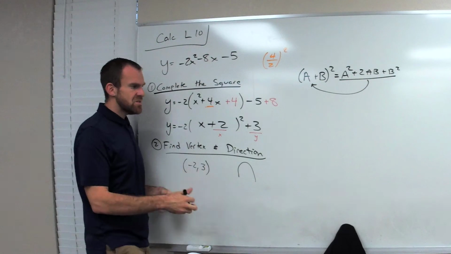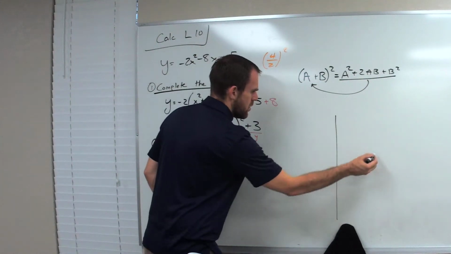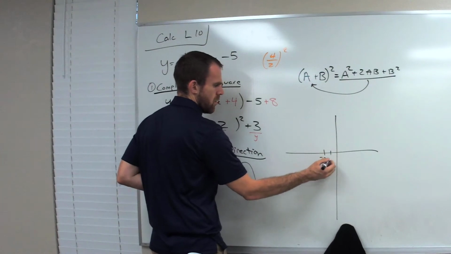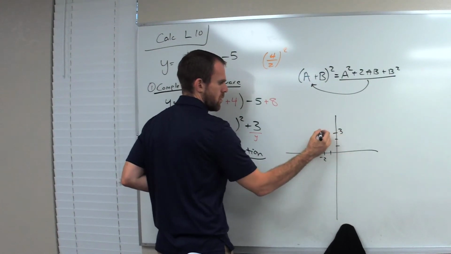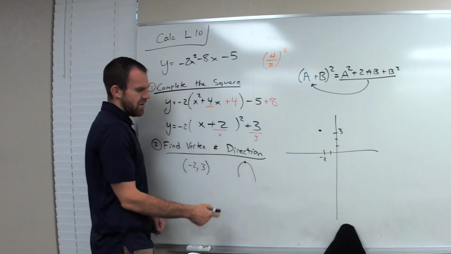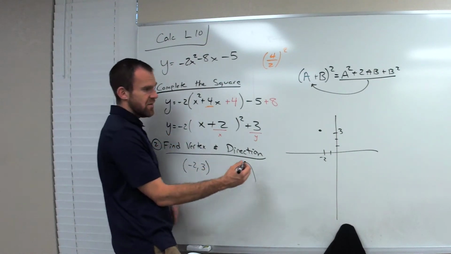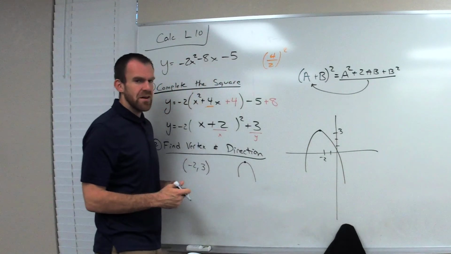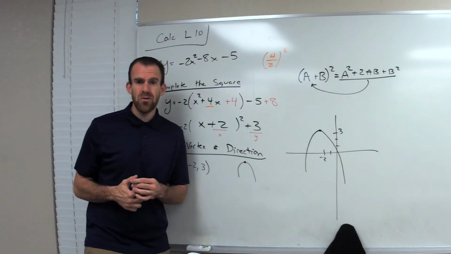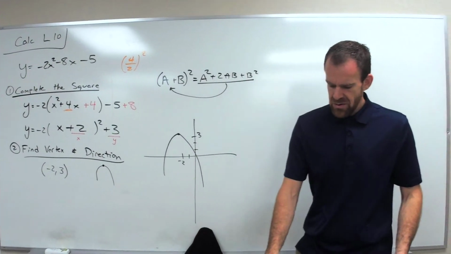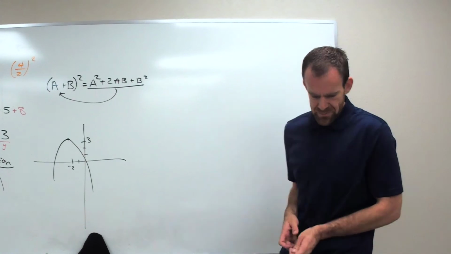So if I were to sketch this parabola, I would go -2 and up 3. There's my vertex. That's this point right here. And I know that it points down because this is negative. So I'm going to go down from there. Not perfect, but it's just about all you need for this class in order to be able to do what you need to do, which are much more complicated problems.